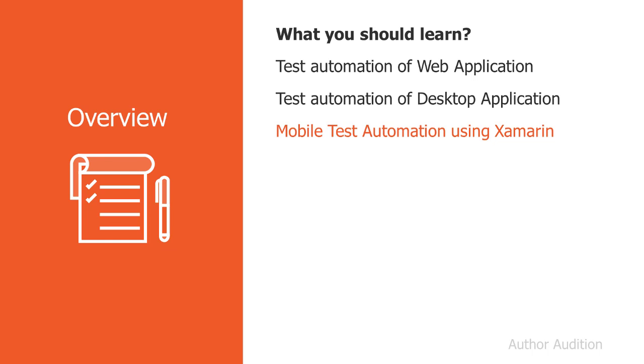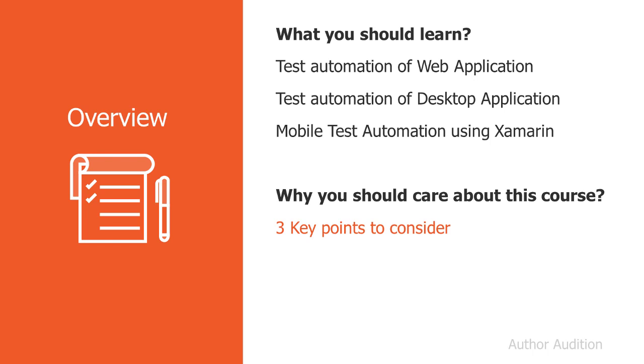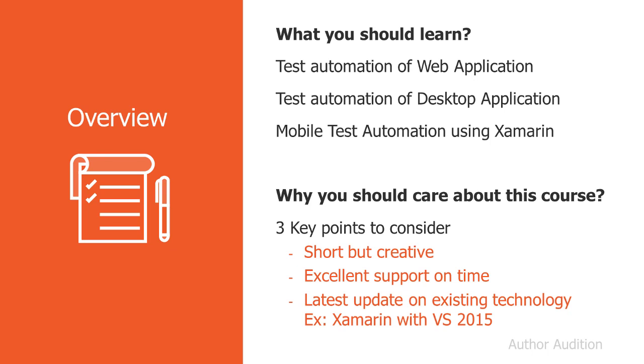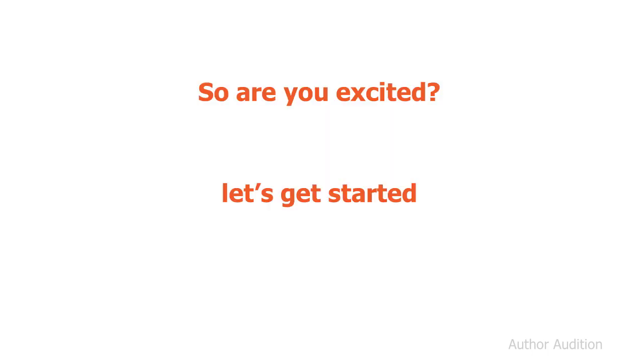You might find similar courses at other learning sites, but let me tell you why this course is different from other courses. 3 key points to consider. Number 1. This course is short but it is creative. Number 2. You will get an excellent support within 24 hours. Number 3. I will provide latest update on existing technology so you will be aware of what's new in the market. Example of Xamarin with Visual Studio 2015, and I'll explain that in the mobile test automation section. So are you excited? Let's get started.